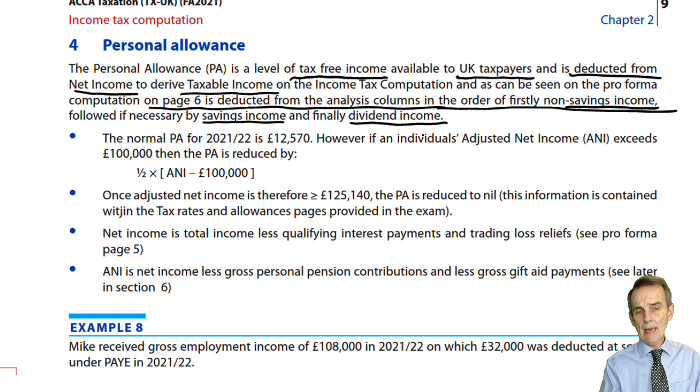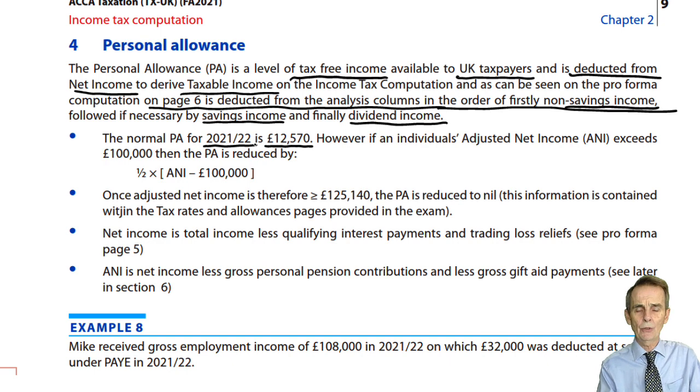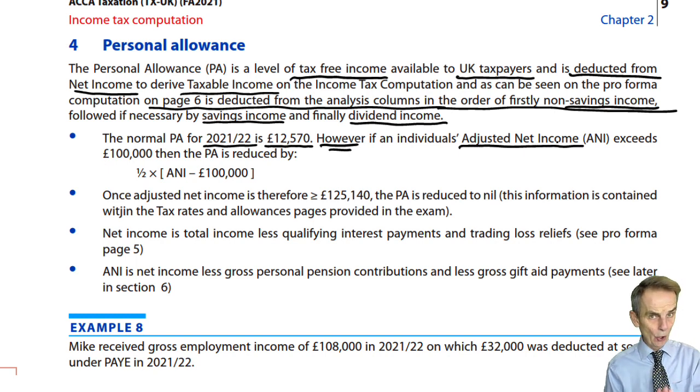On your rates and allowances pages, and again, as you've used it in all of the examples up until now, we have a personal allowance of some £12,570, this level of tax-free income, in relation to our particular tax year, which for our exams from June 22 through to March 23 is based on the 21-22 tax year and the legislation based upon that within the Finance Act 2021. However, if an individual's adjusted net income, don't worry about what that is for the moment, it'll be just yet another learning exercise for you.